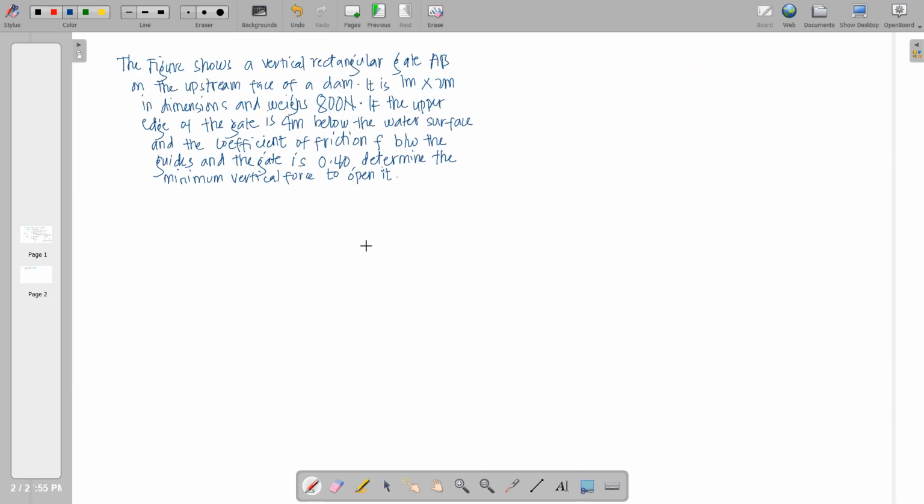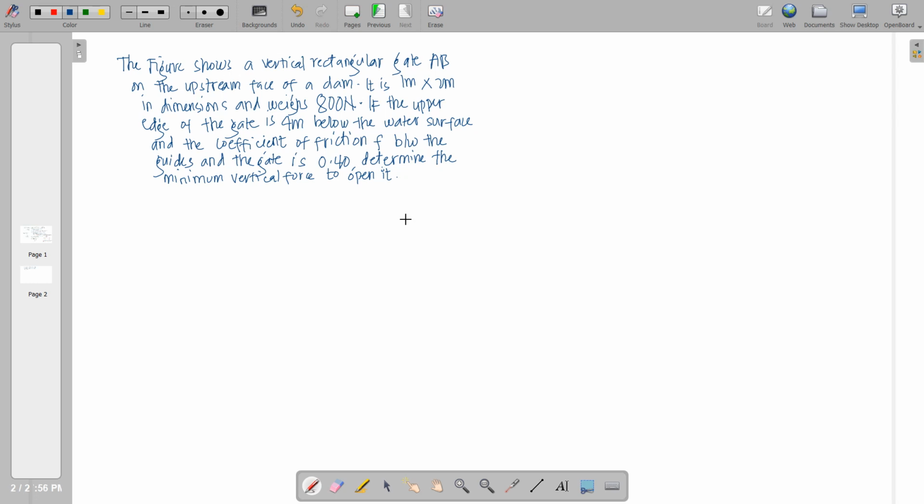Say this problem: the figure shows a vertical rectangular gate AB on the upstream face of a dam. It is 1 meter by 2 meter in dimensions and weighs 800 Newton. If the upper edge of the gate is 4 meters below the water surface and the coefficient of friction f between the guides and the gate is 0.4, determine the minimum vertical force to open it.